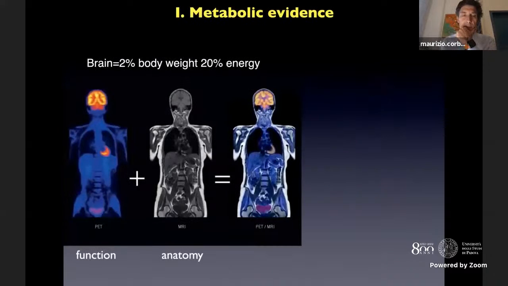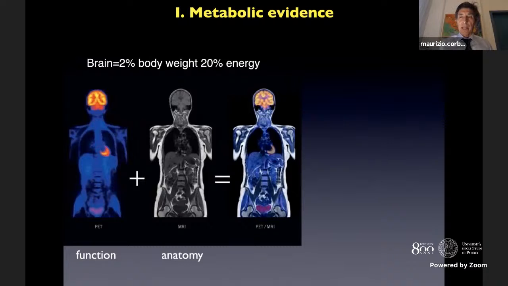All right, so this is, as I said many times, my favorite slide in the last 10 years. It basically shows the consumption of glucose in the brain side by side with the anatomy and the fused image. This is a PET MRI system. We're working with the system in Padova to try to understand how the variability of glucose metabolism in the cortex relates to many parameters. And as you see there, 2% of the body weight, 20% of the energy.